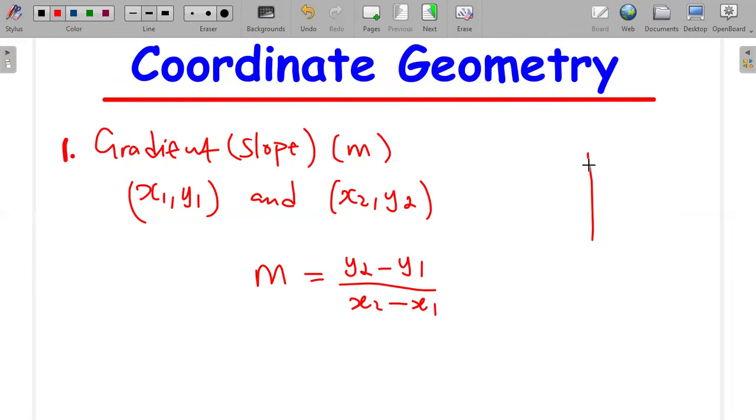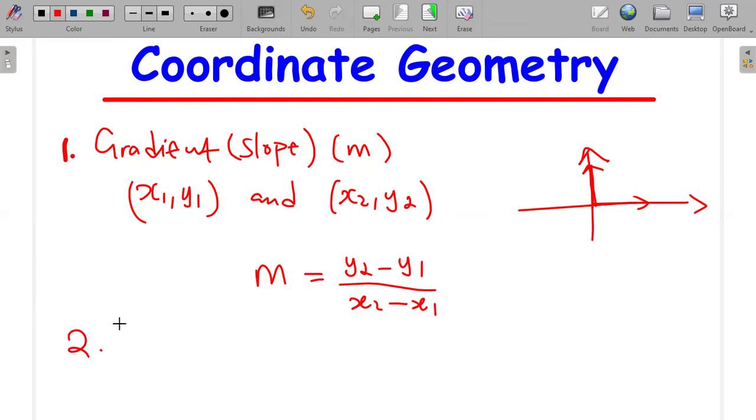Because for the y, we're talking about the vertical, and for the x, we're talking about the horizontal. So how much has changed as you are going up, and then how much has changed as you are going in the horizontal direction? That's the gradient. So that will be the formula that we'll be using.